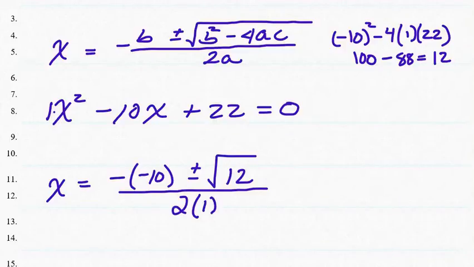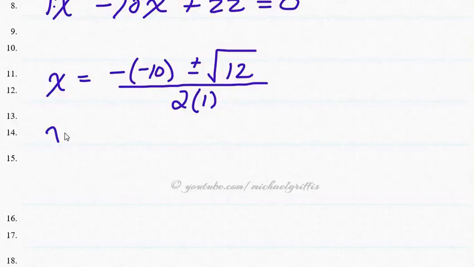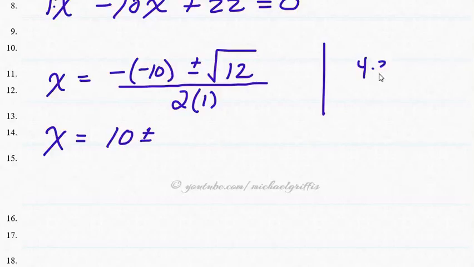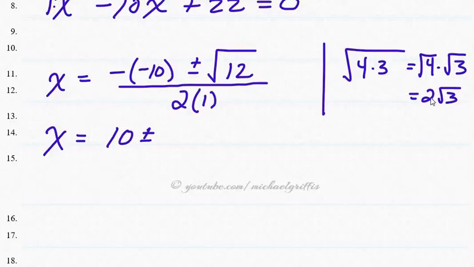Okay, so we can go ahead now and reduce this down. We have x is equal to, so we have a negative and a negative, makes that a positive 10, plus or minus. Now, we can reduce this, and let's do that right over here. So 4 times 3 is 12. You can break this up as the square root of 4 times the square root of 3. The square root of 4 is 2. Okay, so we can reduce that to 2 times the square root of 3, and of course it's all over 2.